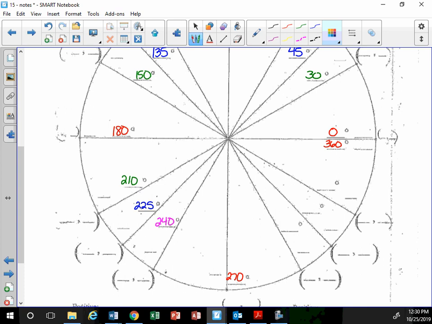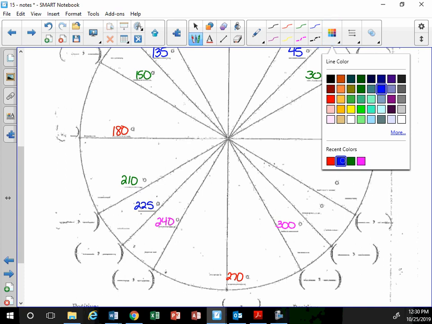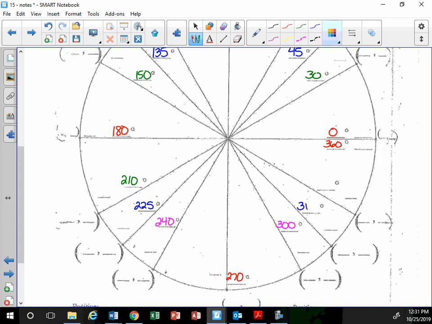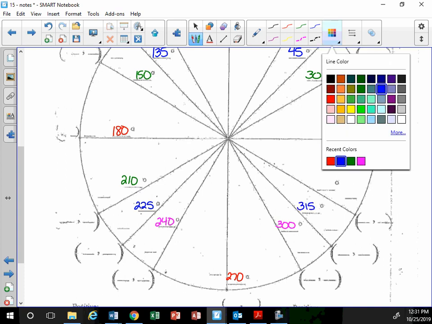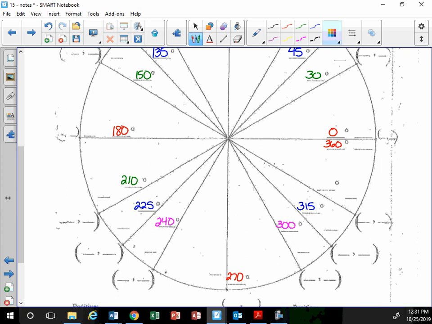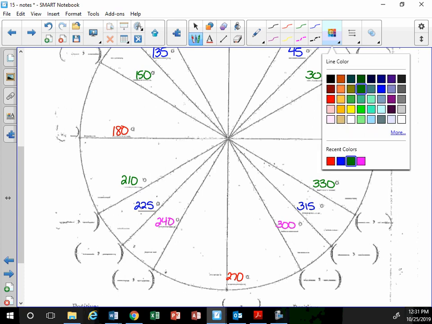All right, fourth quadrant. Pink would be the first one. What's that going to be? 300, yeah. What'll be in the middle? 315. And then the last one in there. Getting 330. All right, so degrees. If I said, hey, fill in all the degrees on the circle, could you do that? Yeah, okay, that's not bad, right? Okay, let's look at our radians now.